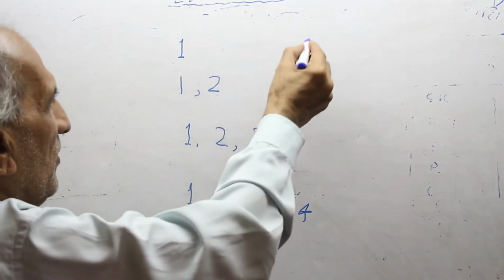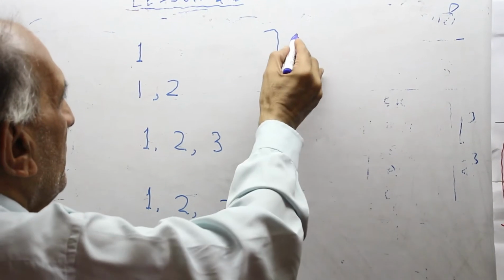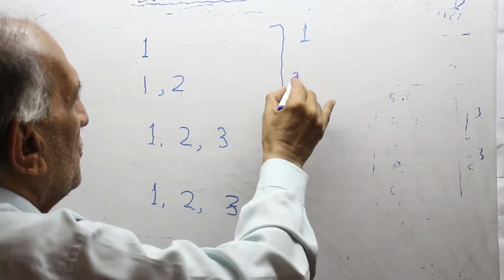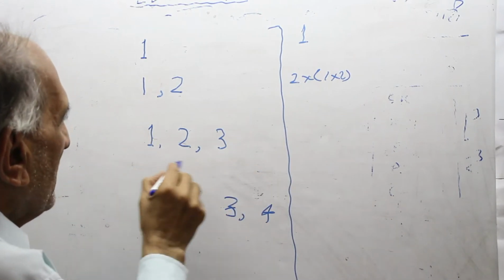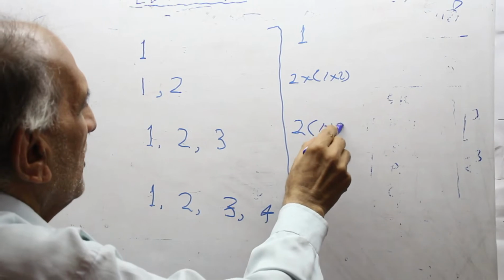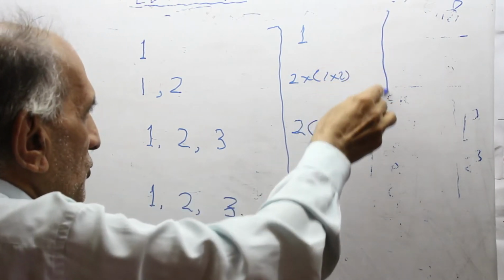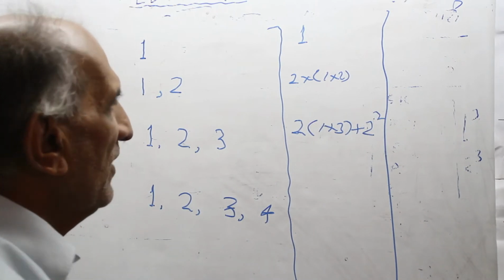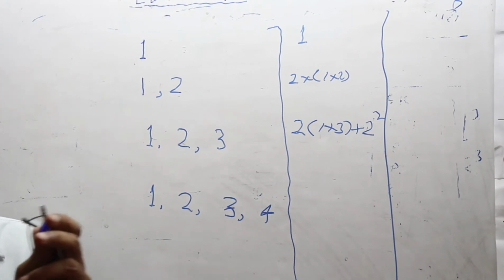From here, when we will be working out the duplexes, it will be 1, it will be 2 into 1 into 2, and then we will be working out here, it will be 2 into 1 into 3 plus 2 square, and like that when we will be working out the duplexes, and then when we will be working out the triplexes, then we will be working out the quadruples, four tuples, n tuples.